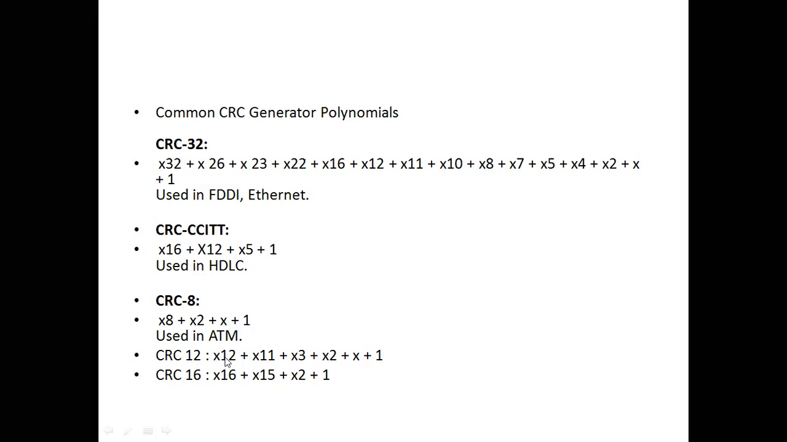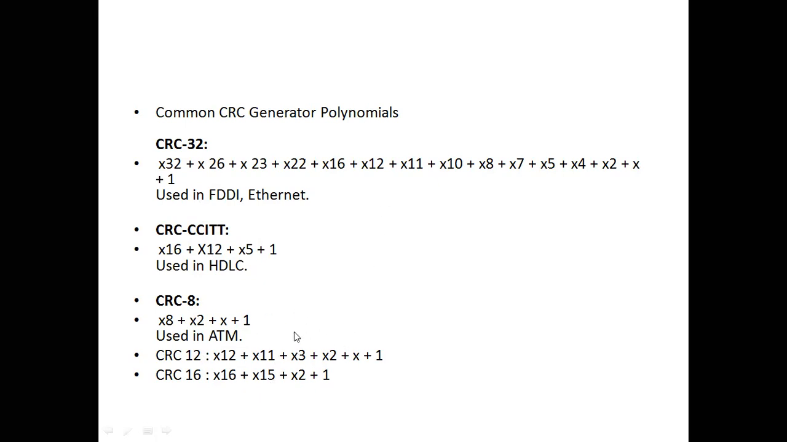CRC 12 means x to the power of 12, x to the power of 11. So in this way. And CRC 16, x to the power of 16, x to the power of 15, x square plus 1. So the generator polynomials will be constant values for CRC 32, CRC CCITT, CRC 8, CRC 12 and CRC 16. So whatever CRC you are using, the generator polynomial will change. That's it. And the remaining is all the same.